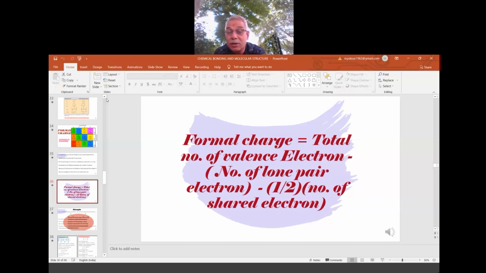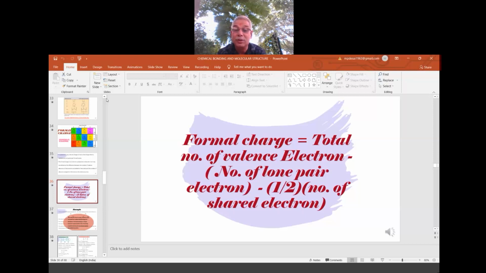So what is the lone pair? The lone pair is 2. Then half the number of bond pairs. There are 3 bond pairs, 3 into 2 is 6, and 6 by 2 is 3. So the number of lone pairs is 2. 2 minus 3, how much? 2 minus 3 is minus 1.